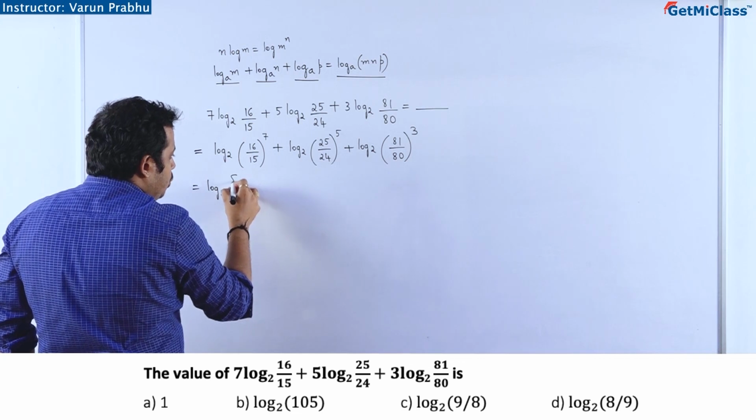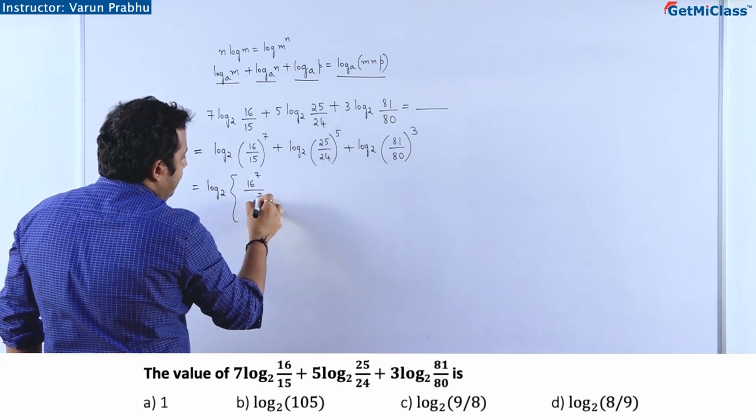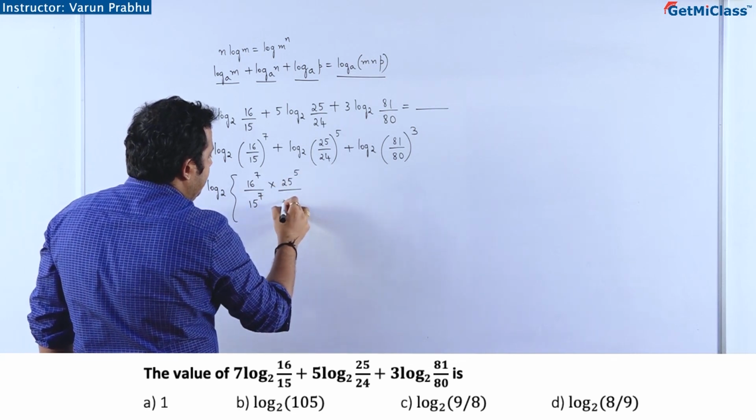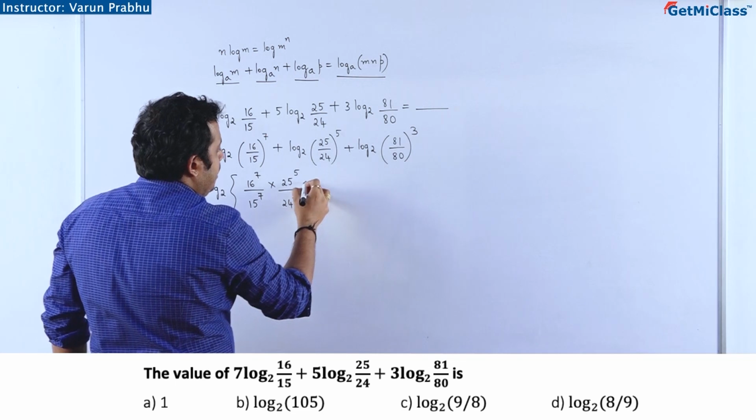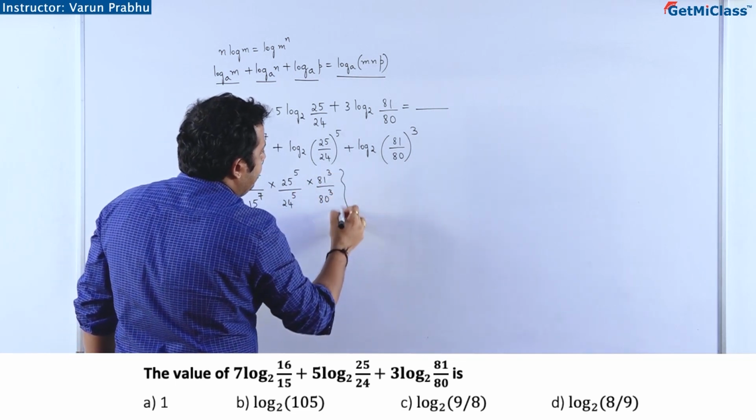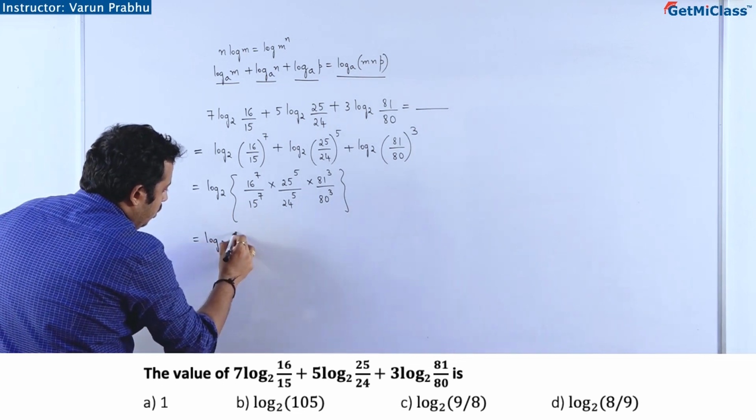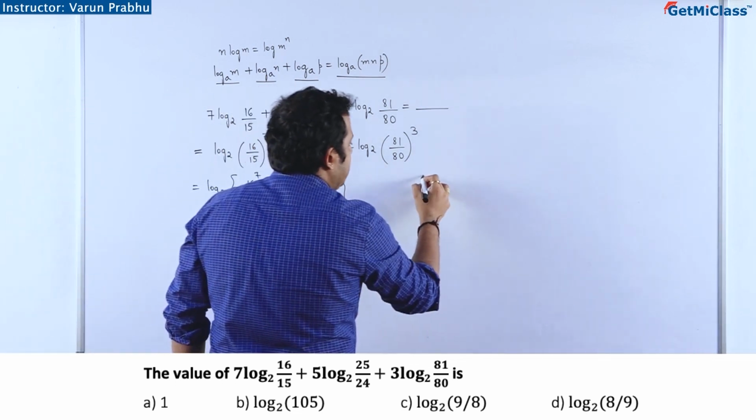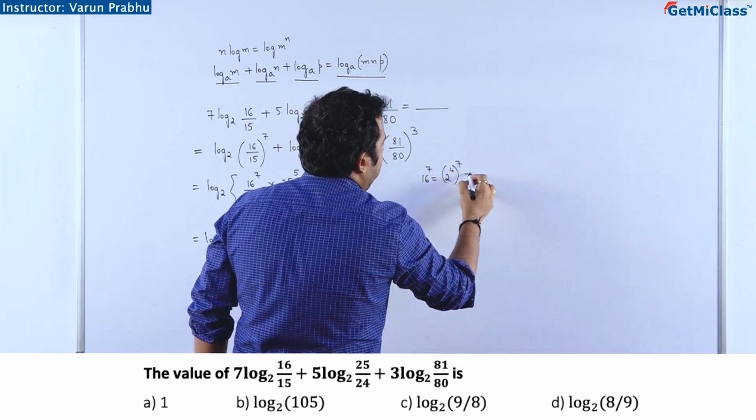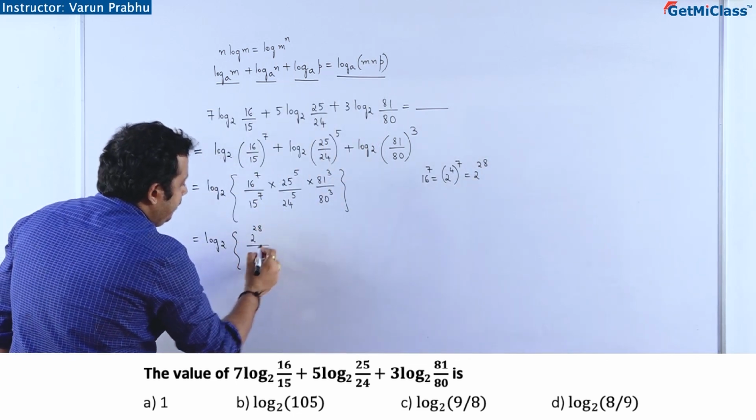So log to the base 2 of 16 to the power 7 divided by 15 to the power 7, into 25 to the power of 5 divided by 24 to the power of 5, multiplied by 81 to the power 3 divided by 80 to the power 3, correct? So 16 to the power 7 can be written as 2 to the power 4 whole to the power 7, 2 to the power 28.